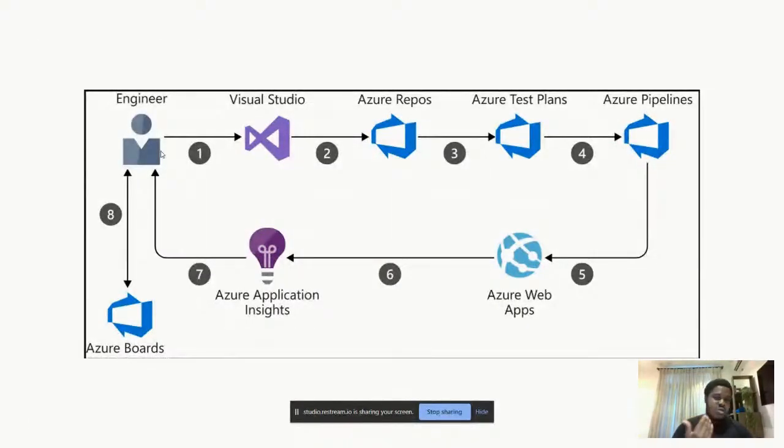So this just gives an example of what I was talking about, whereby you have an engineer that picks up a task, implements the task or a new feature on Visual Studio, and checks that into the Azure Repos service, which obviously works like your GitLab or your GitHub, as the case may be, and handles version control for your application. It then runs through the test plans that have been created by maybe the administrator or the engineering lead, just to ensure that there are stop gaps at every stage of the deployment process, right?